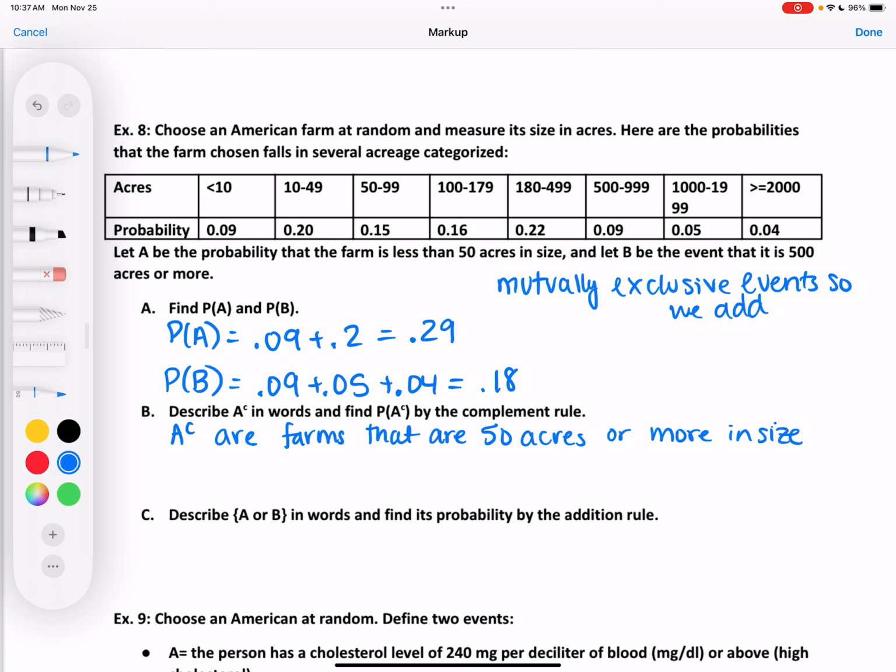And then they want us to actually find that by the complement rule. So the probability of A complement, how would you tell me to write that? 1 minus 0.29. Yep, so 1 minus probability of A, which would be 1 minus 0.29, which would be 0.71. I'm just writing that out so that y'all can see it. You would be totally fine to just say 1 minus 0.29 if this was a quiz or test.